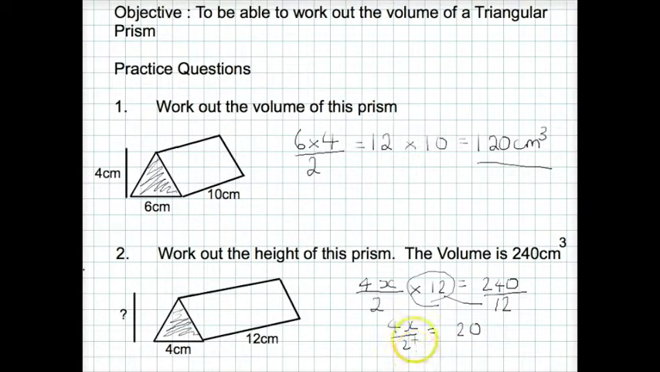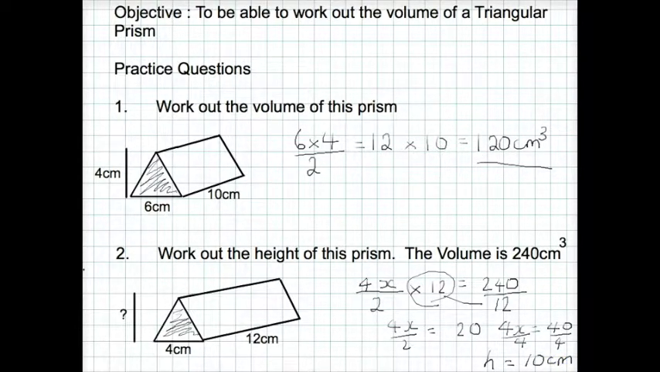Now what I can do is get rid of the 2 here. I can multiply both sides by 2. So that's then going to give us 4x equals 2 times 20, which is 40. And then finally I can divide both sides by 4. So my value for x, which is in fact the height, is going to be 10. And the units are just centimetres.